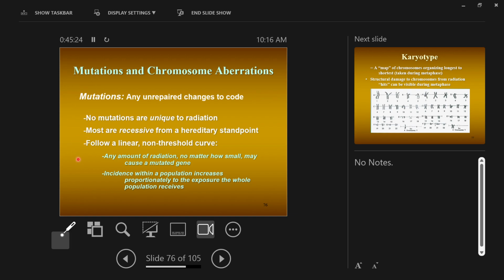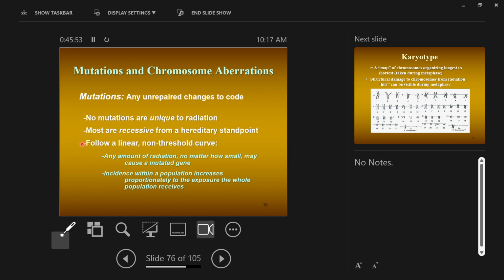Mutations follow a linear, non-threshold curve. If you plot mutations on a graph, plotting the effect from doses of radiation, it's a linear graph. More radiation exposure makes mutations more likely. As a population gets more and more radiation exposure, more and more people will manifest genetic mutations. Notice we said more and more people will manifest genetic mutations. I did not say more and more people will get worse genetic mutations.